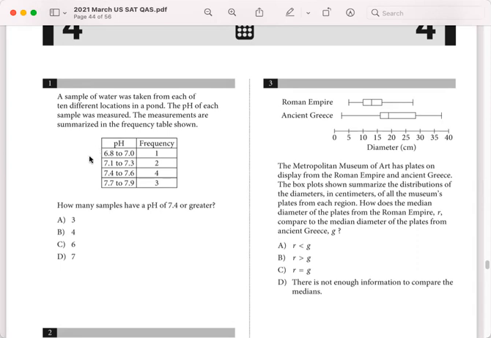So from the table, we can see that a pH of 6.8 to 7, one sample, 7.1 to 7.3, two samples, 7.4 to 7.6, four samples, and 7.7 to 7.9, three samples. So 7.4 or greater is going to be 4 plus 3, which is 7. Option D.